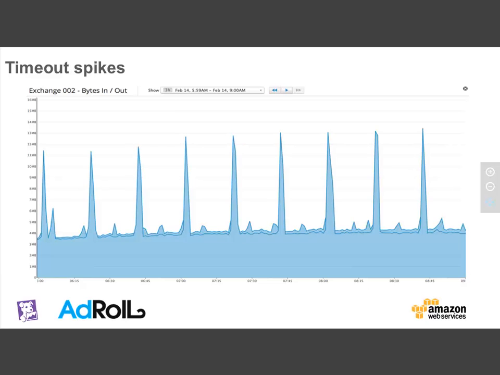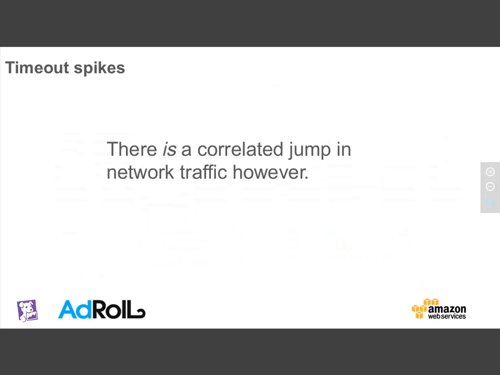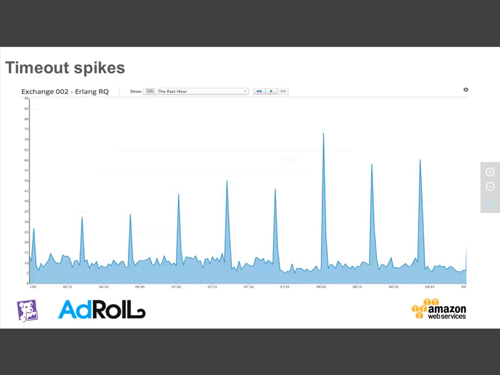Which is surprising because we don't really have a peak in bytes in. So we started asking ourselves, what does that mean that we have this correlation in network traffic? And so we started diving deeper, and we used our understanding of how the Erlang virtual machine works, and we looked at what's called the run queue.